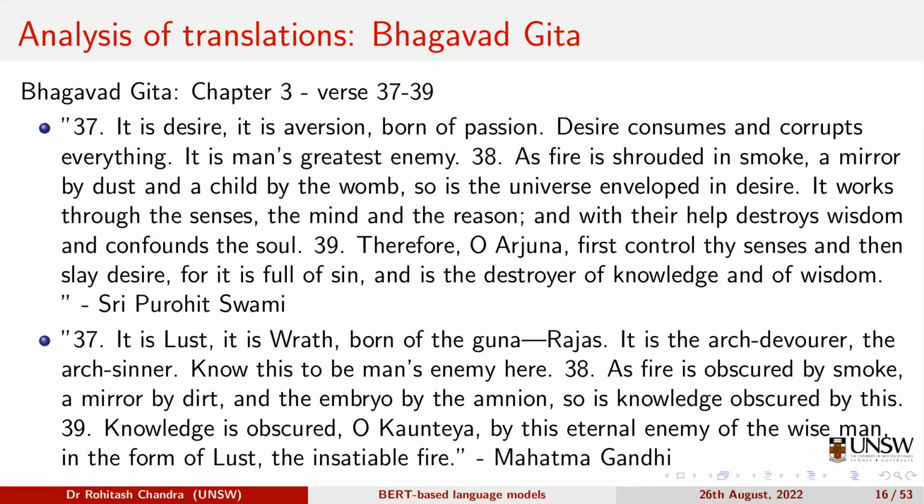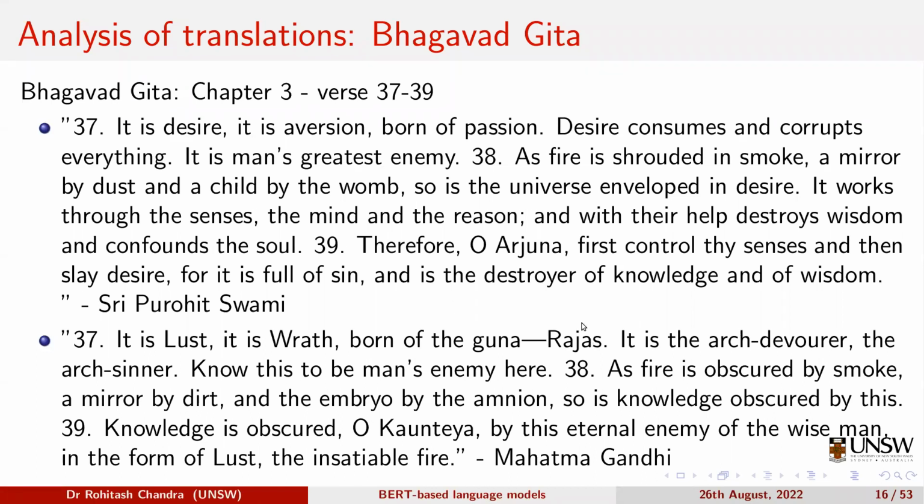And this is the one by Shri Purohit Swami, but you see the translation by Mahatma Gandhi. It is lust, it is wrath born of the gunas rajas. So you can see, you can compare that. First he's talking about desire, Shri Purohit Swami, whereas Mahatma Gandhi says it is lust. That is the difference in the words they have used, with different decades of translation timeline.